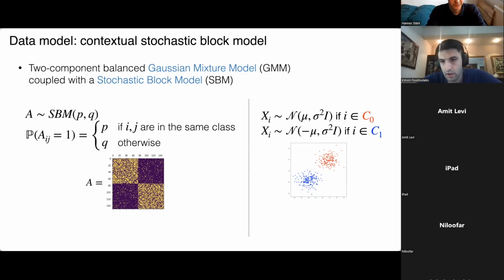And then we have the Gaussian mixture for 2 classes, where the features are generated using the normal distribution. For class C0, the mean is mu, and for class C1, the mean is minus mu. Again, the means can be general, but for simplicity, we chose plus and minus mu here. The variance is sigma squared. So variance is basically the noise here, right? And Q is also the noise for the graph.